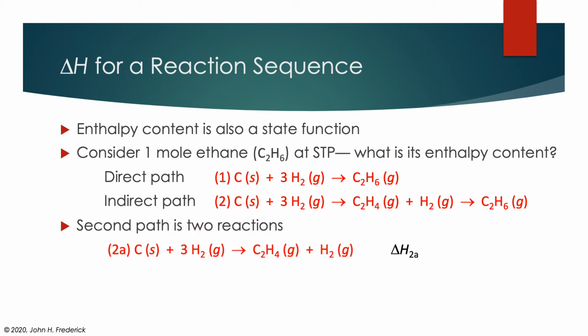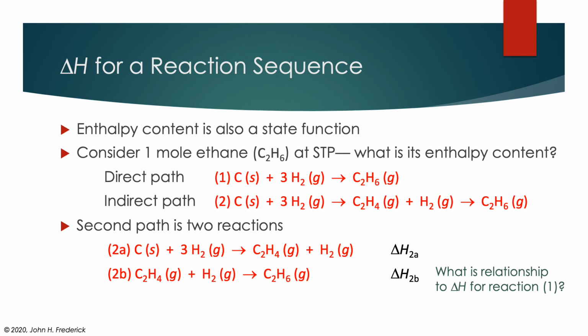The first reaction is one where we take carbon as a solid, react it with hydrogen gas to get ethylene and hydrogen. And we'll say that the enthalpy change for that is delta H sub 2A. The second reaction would be ethylene plus hydrogen going to form ethane. And that would have an enthalpy change of delta H sub 2B. So now what we want to know is what is the relationship between these enthalpy changes and the one for the direct path that's in the first equation up above, where it goes from the carbon and 3 hydrogen molecules directly to ethane. What is that relationship to reaction 1?